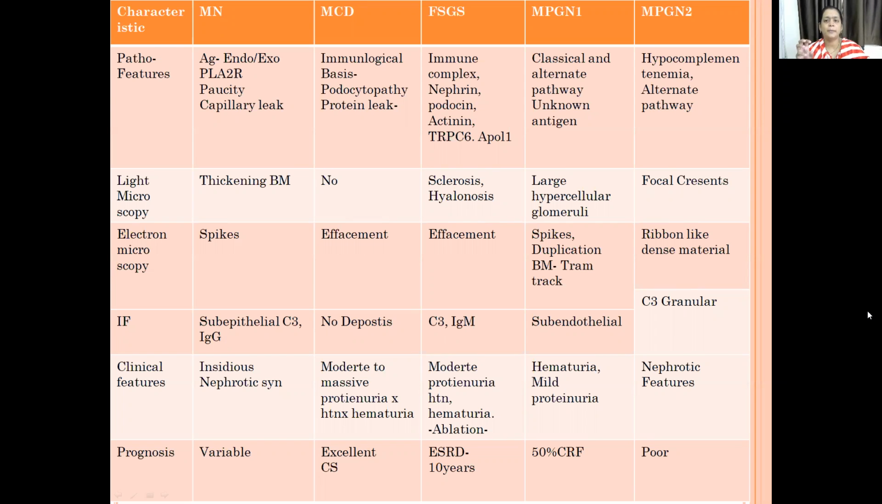Then coming to the other one, MPGN1, that is membranoproliferative glomerulopathy. Here we see that the pathology is basically because of activation of the classical and alternate pathway. We do not know what is the antigen which is causing the membranoproliferative glomerulopathy.